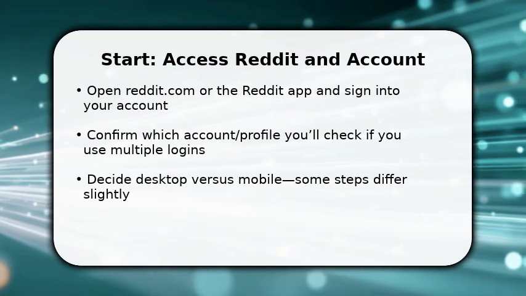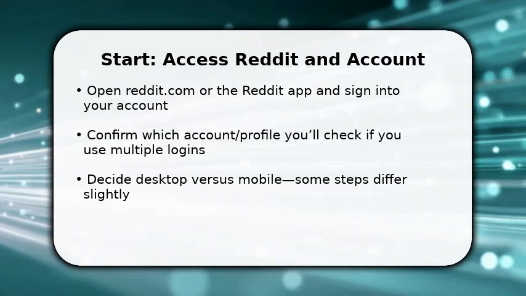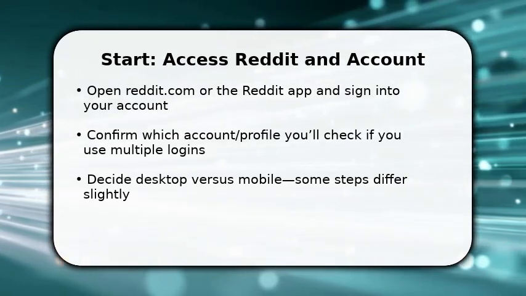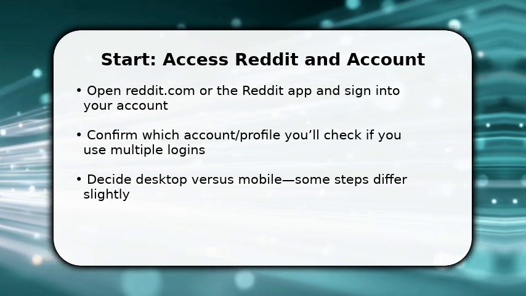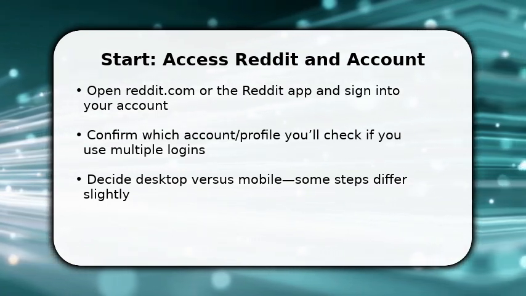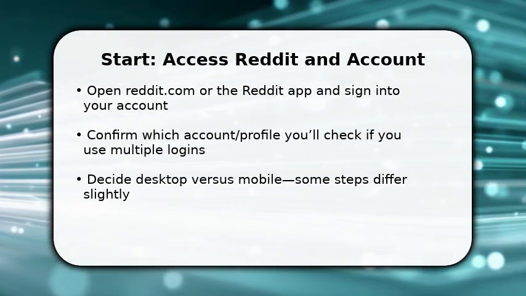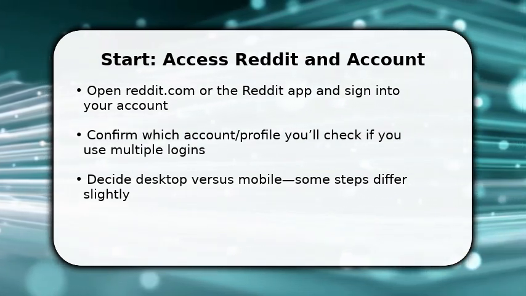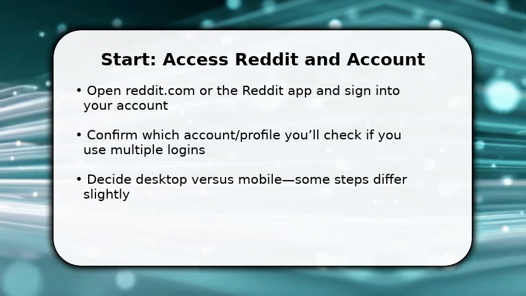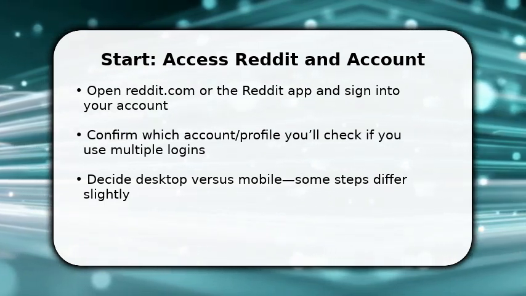You're going to find recent searches now. First, open Reddit in a browser or the official app and sign in. Once logged in, make sure you're on the correct profile if you manage multiple accounts. On desktop, use the site interface. On mobile, open the app and tap your avatar to access account menus. These choices matter because history locations differ.